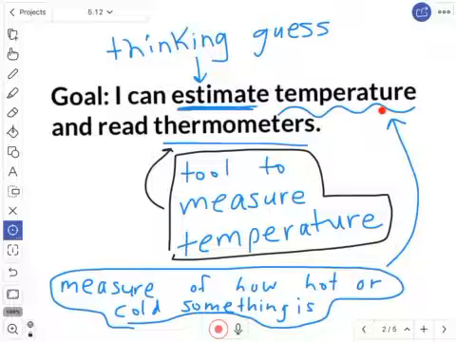The word temperature, I have that just an arrow down here. Temperature is a measure of how hot or cold something is. So you can measure the temperature of lots of things. And I guess you can just take a minute here to think. I'll give you like 15 seconds. Think to yourself, what are some things that you might take a temperature for?